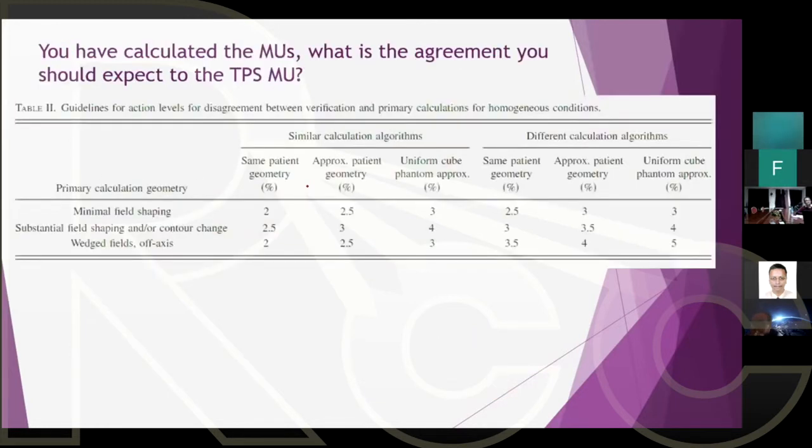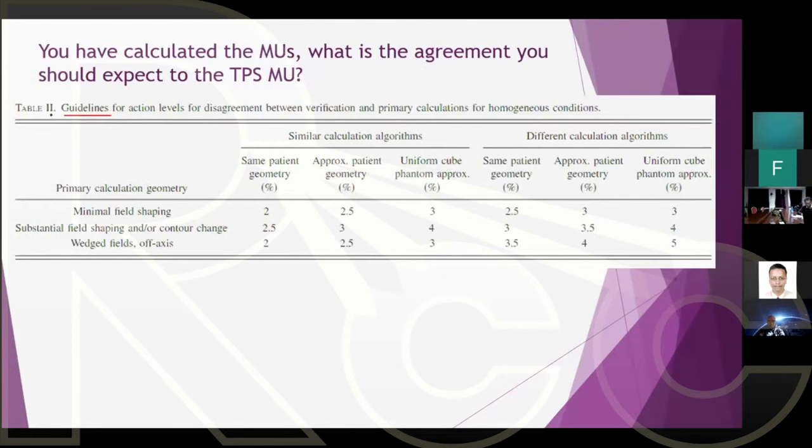طيب مين كوثر. الآن نيجي على, this is another table, this is another important table in the TG report I want you to pay attention to. يعني الجدول اللي عملوا منه checklist ممتاز جدا. And this is a guideline على نسبة القبول. كم أقبل نسبة خطأ بين ال MU, independent MU and the TPS MU. Again, this is guidelines. Those are guidelines from the AAPM. You can use them as they are, or you can expand on them.